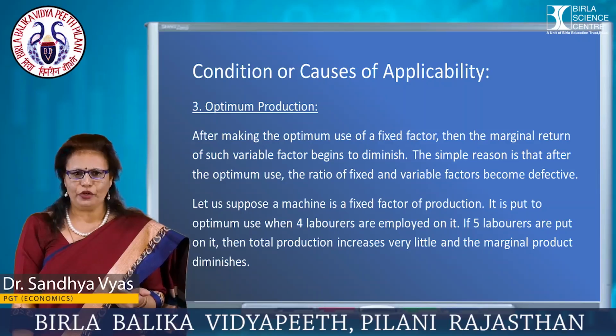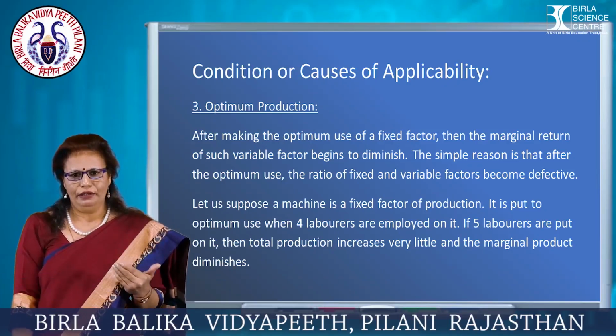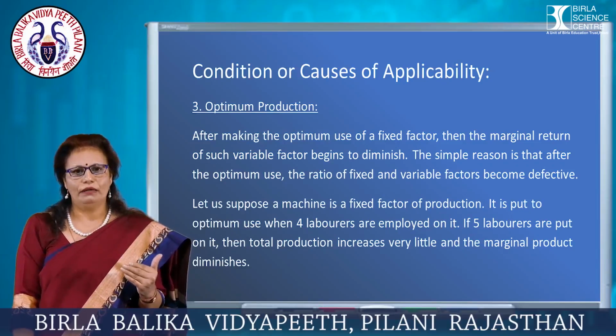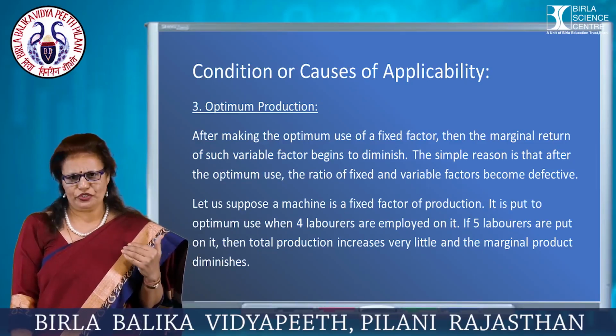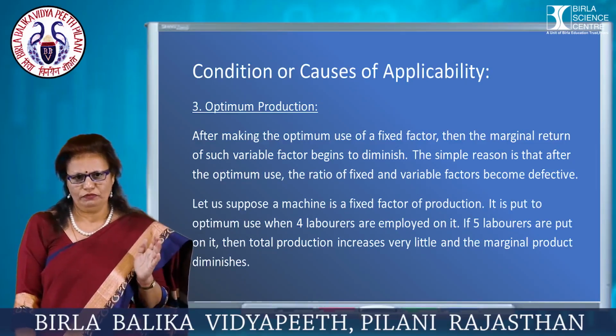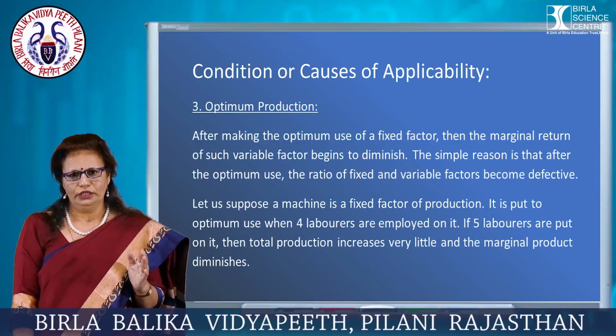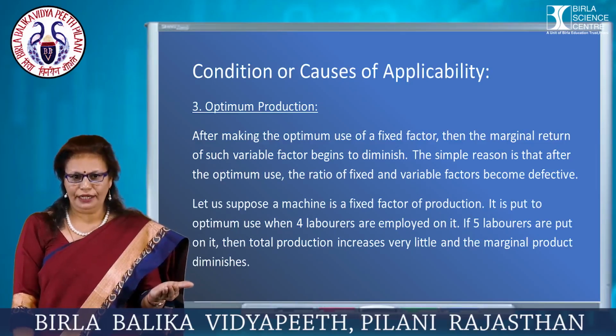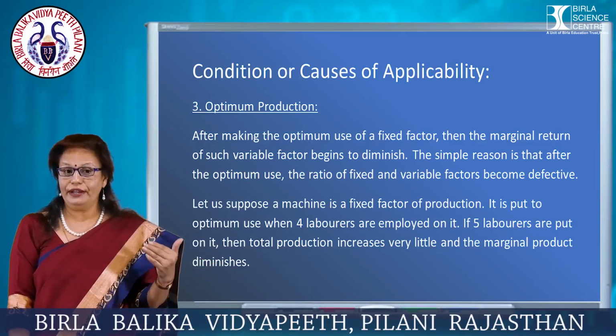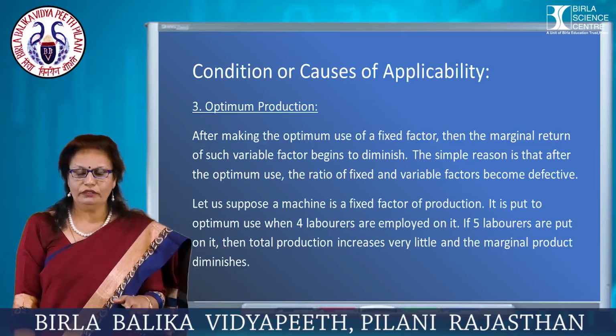Third is optimum production. After making the optimum use of a fixed factor, the marginal return of such variable factor begins to diminish. The simple reason is that after the optimum use, the ratio of the fixed and the variable factors becomes defective. Let us suppose a machine is a fixed factor in the production. It is put to optimum use. And when 4 laborers are employed, or if 5 laborers are employed, then total production increases very little and marginal product diminishes.